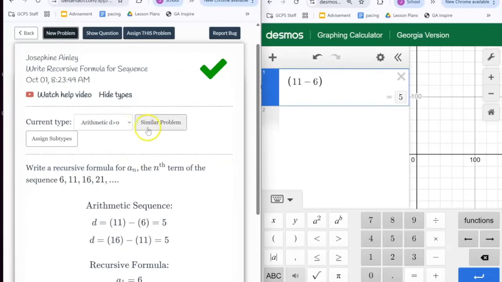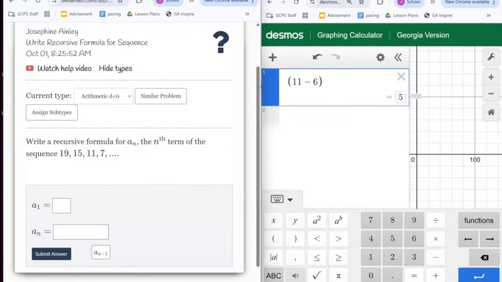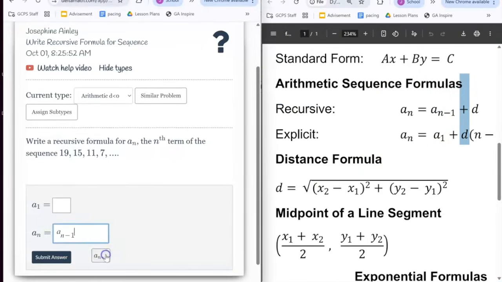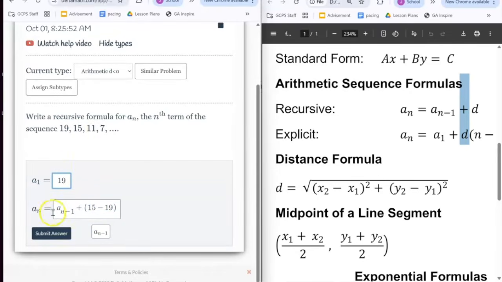All right, so go ahead and do another one. So again, according to the formula, you're taking the one before plus the common difference. So this is the one before plus the common difference, which is the second number minus the first number. Okay. What is the first term? The first term is 19. This is just the formula. You're rewriting the formula based on your sequence.